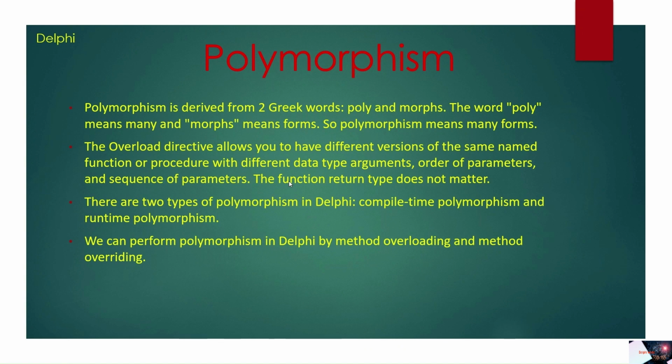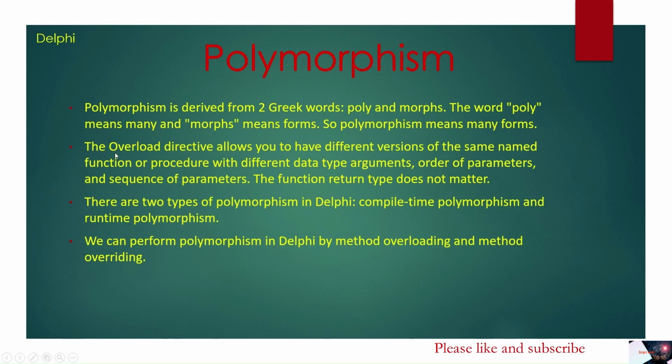So what is the polymorphism concept, and how to use it? We will take one Delphi example. Polymorphism is derived from two Greek words, poly and morph. The word poly means many and morph means form. So we can say that polymorphism is poly, many forms, right?